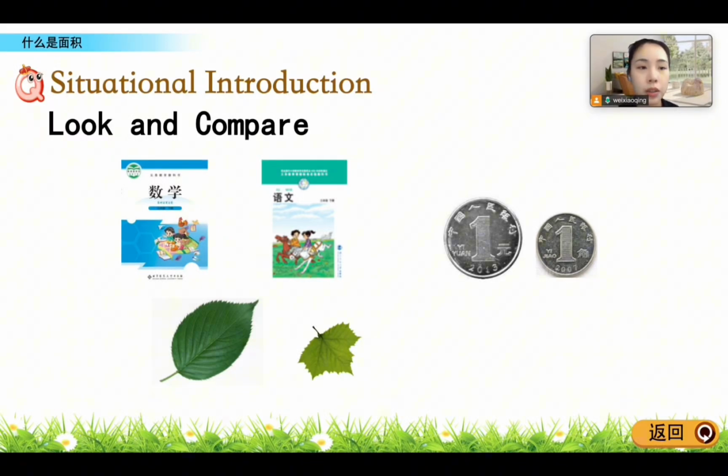What am I showing you now? Yes, there are two textbooks, two leaves, and two coins. Can we find a unifying term to describe these things? Yes, we can call them objects.